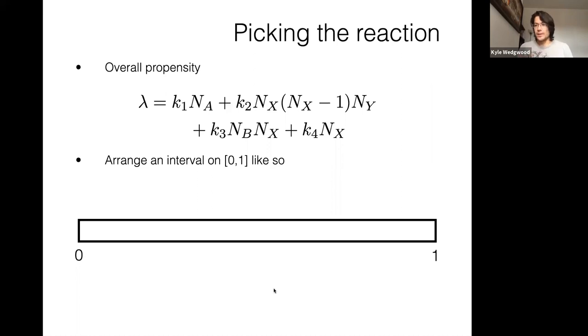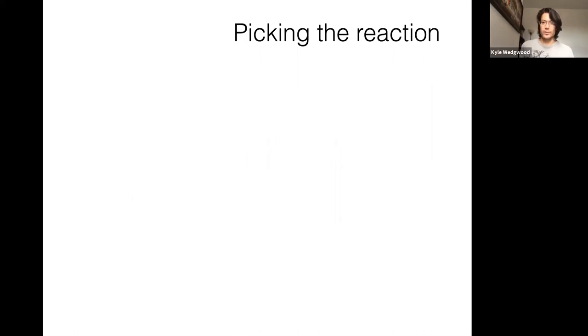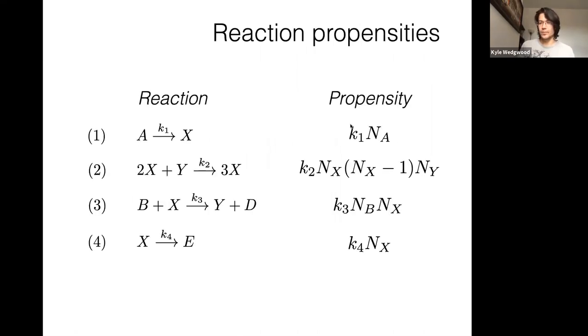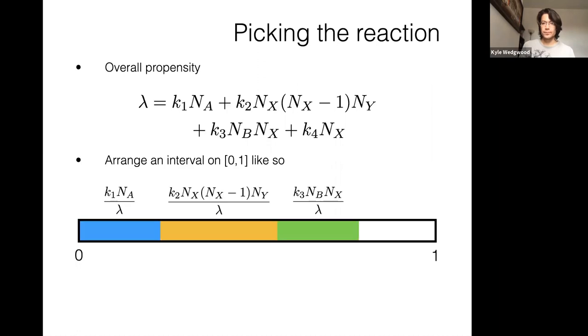So to do that, we again appeal to random numbers, and we get an interval between 0 and 1, and we arrange it like this. Okay, so 0 is at the left end, 1 is at the right end, and we fill it up with the scaled propensities of these reactions occurring. So we take all of the propensities that I talked about in the last slide, and then we divide them by lambda to normalize them. And then we just fill up this bar, like so. So blue here is the normalized propensity of reaction 1 occurring, yellow is the normalized propensity of reaction 2, green the normalized propensity of reaction 3, and pink the normalized probability of reaction 4.